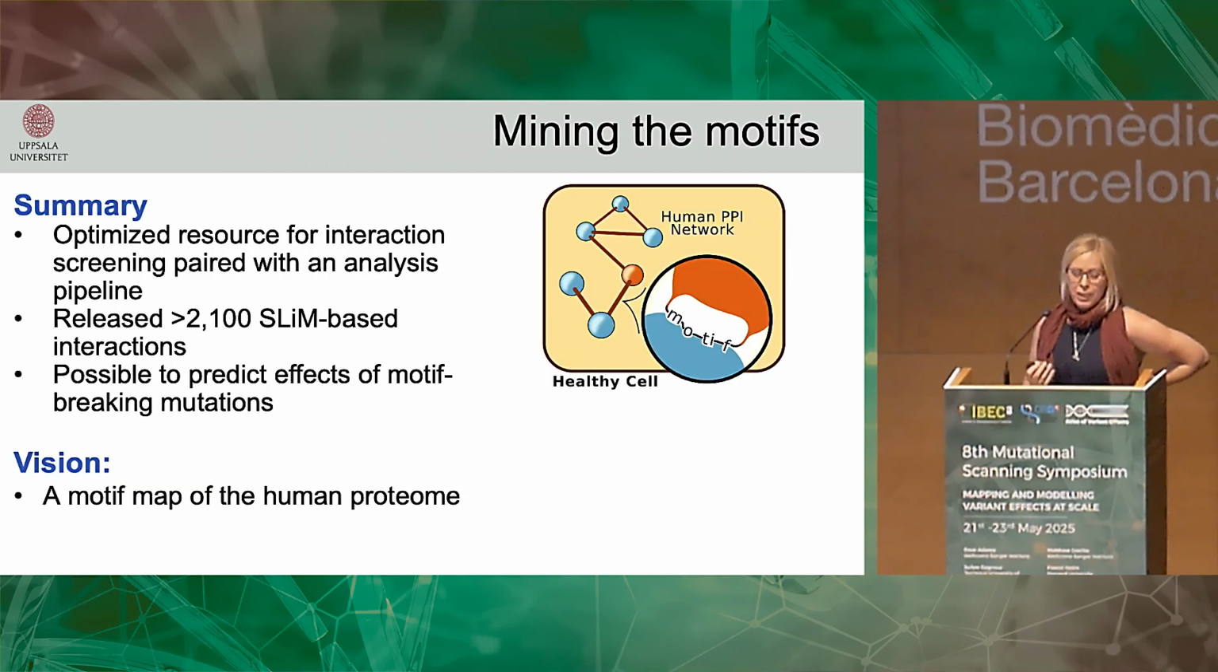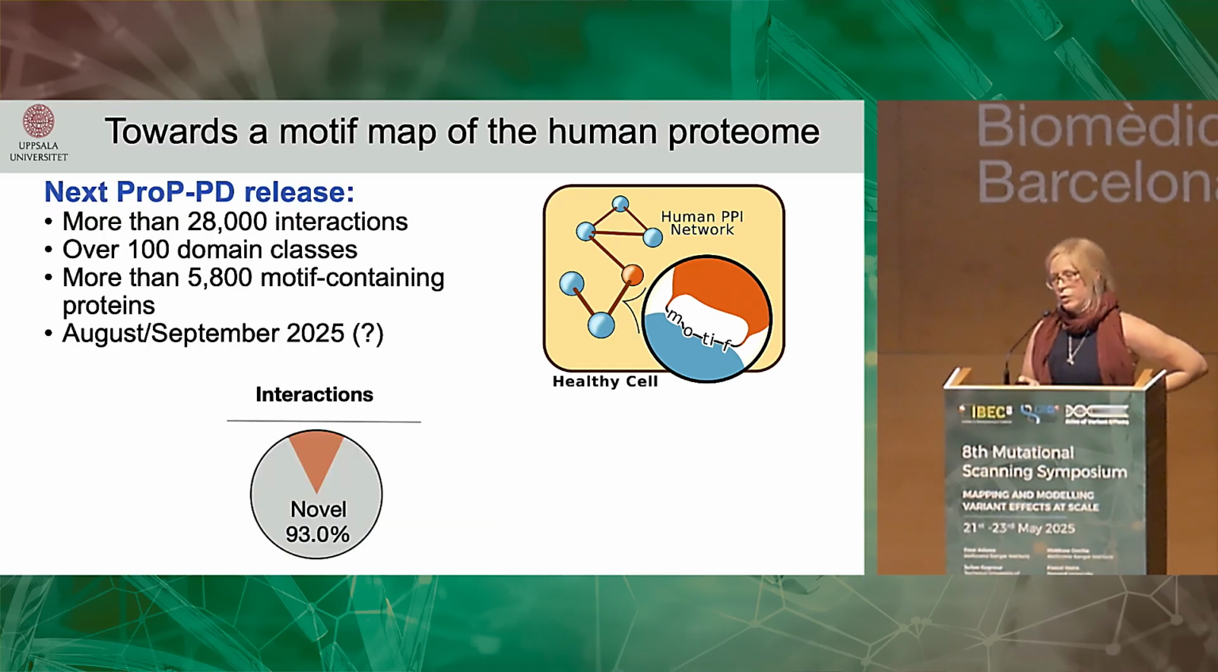So this is published, and I just want to tell you where we have been. We have already released more than 2,000 interactions, and we have shown that it's possible to predict the effect of disease mutations. Now, during the last couple of years, we have worked on an upscaling of this, going from 35 domains to somewhere between 600 and 800 proteins that we expressed and purified, and we generated a novel data set of about 28,000 interactions. Our novel data set will contain binders of more than 100 domain classes, and we hope to release it in August, September this year.